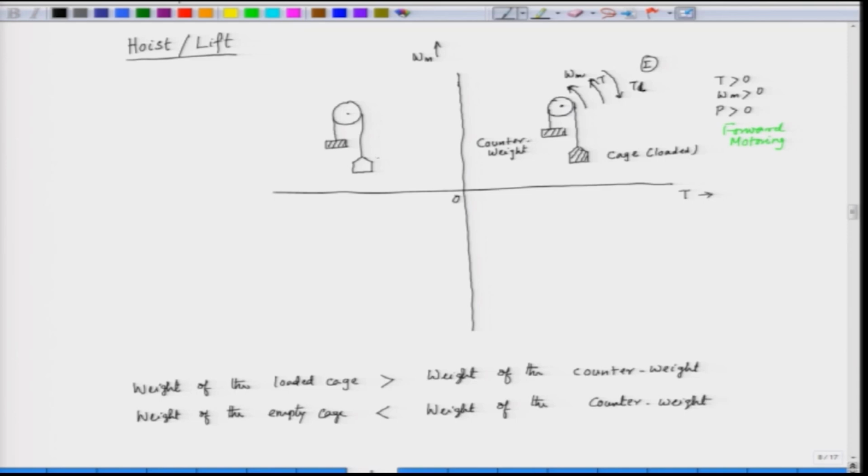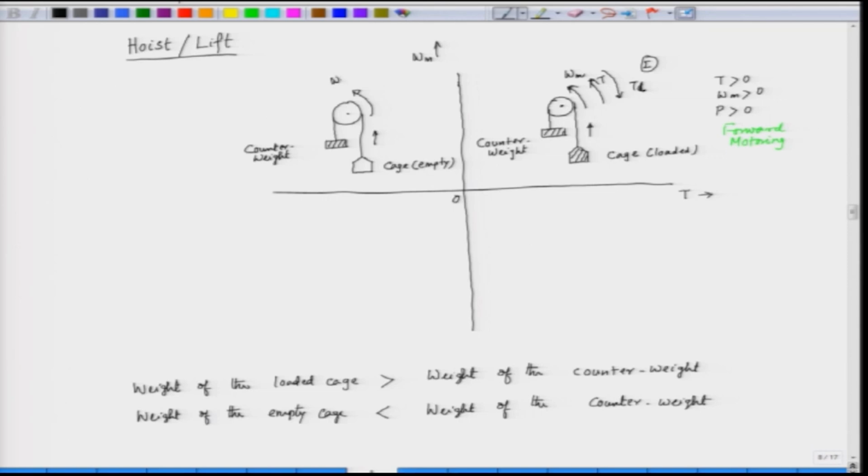So, here is the empty cage. This is an empty cage here, and this is our counterweight. The speed is again in the anticlockwise direction. We are trying to lift the empty cage, so the motion is like this here.